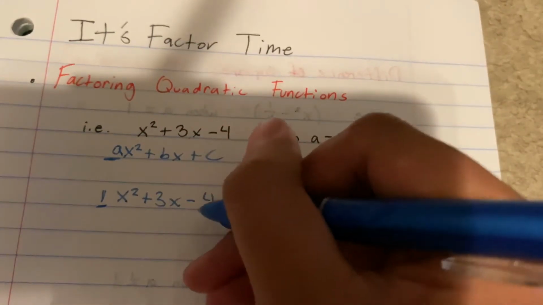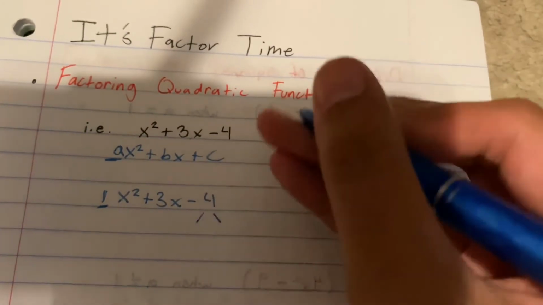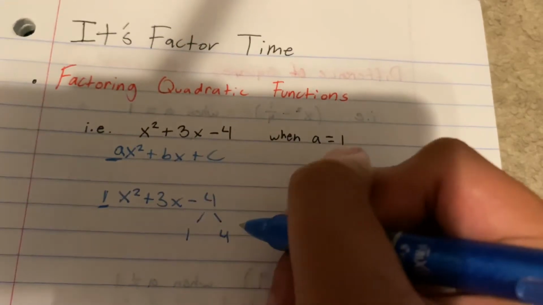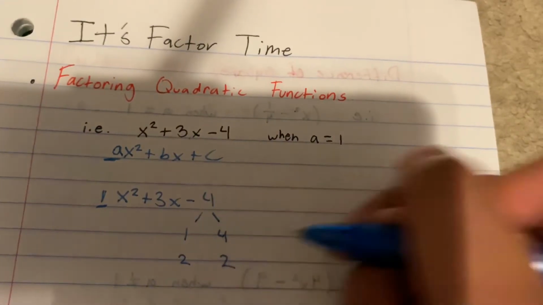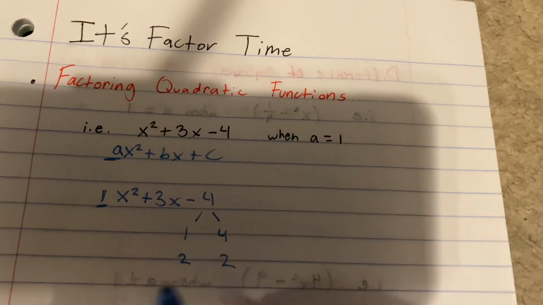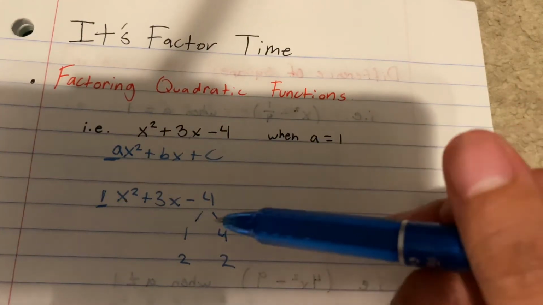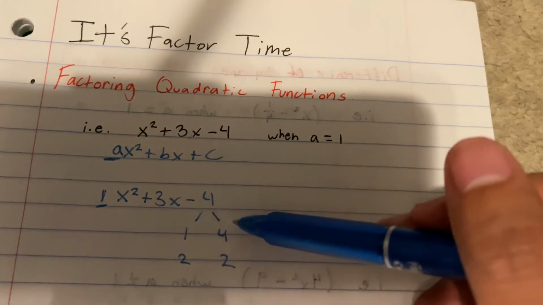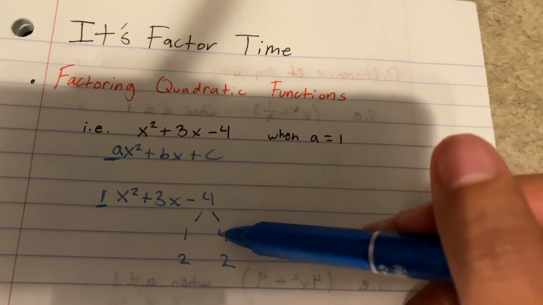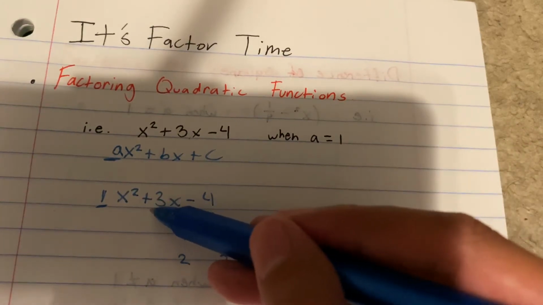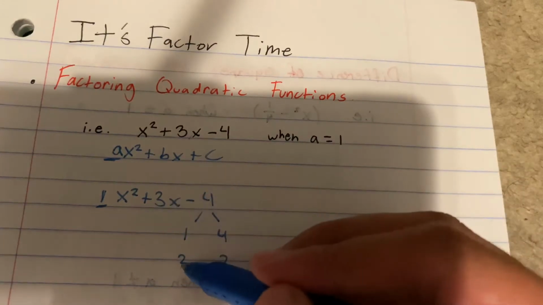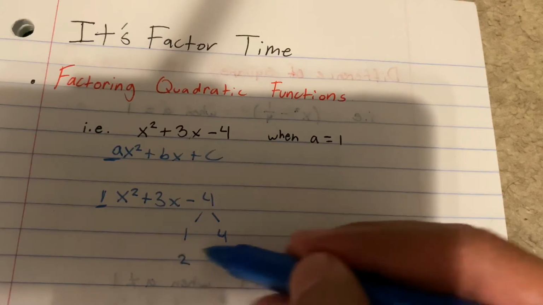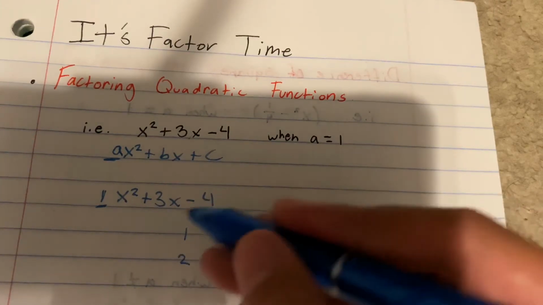So I'll try to find all the multiples of 4. We have 1 times 4 and 2 times 2. And since a is 1, all we have to do is find these two. Since it's a negative, one will be negative and one positive. We have to see which one will add or subtract to make b, which is 3. So 2 and 2 adding would be 4. Even if it's negative 2 plus 2, that'll be 0. That wouldn't work.